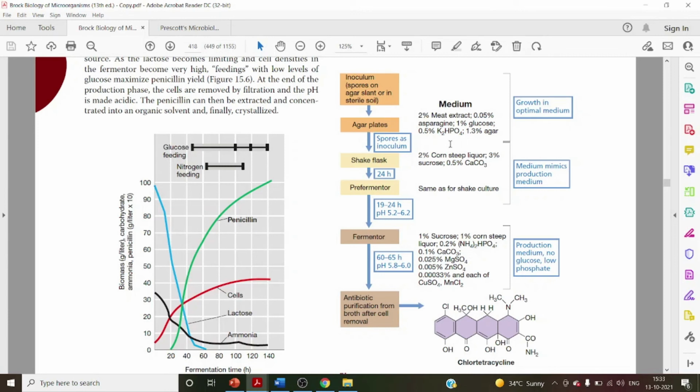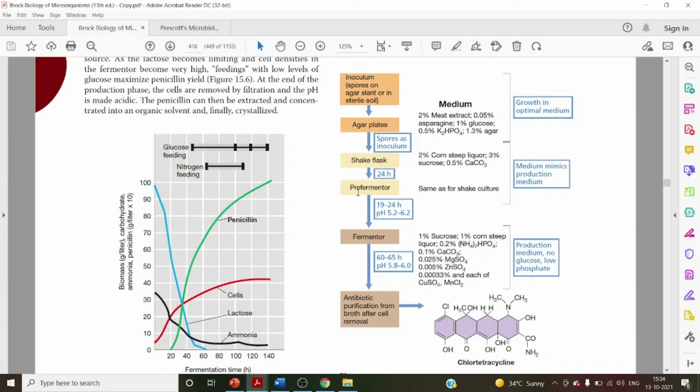Then the spores are inoculated in the shake flask, having this medium: 2% corn steep liquor, 3% sucrose, and 0.5% calcium carbonate. This is a medium which mimics the production medium. That means this medium is similar to the medium which is used for final commercial production.